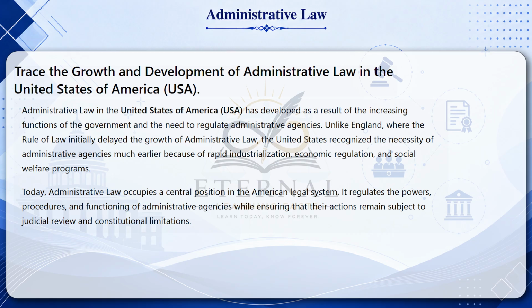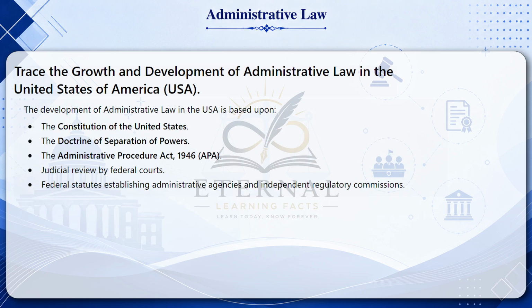Unlike England, where the rule of law initially delayed the growth of administrative law, the United States recognized the necessity of administrative agencies much earlier because of rapid industrialization, economic regulation, and social welfare programs. Today, administrative law occupies a central position in the American legal system. It regulates the powers, procedures, and functioning of administrative agencies while ensuring that their actions remain subject to judicial review and constitutional limitations.